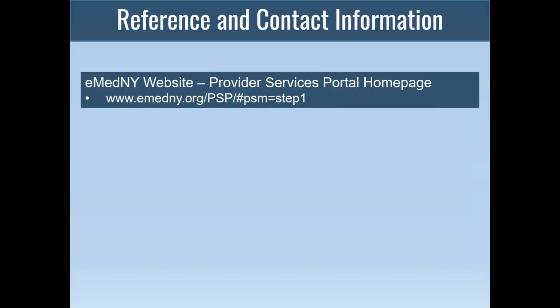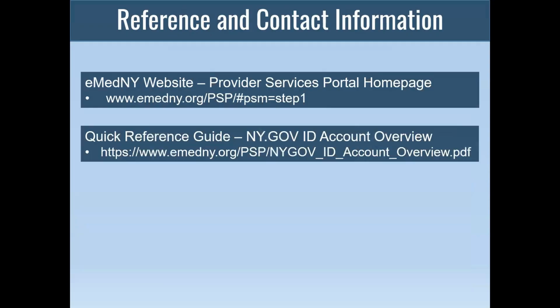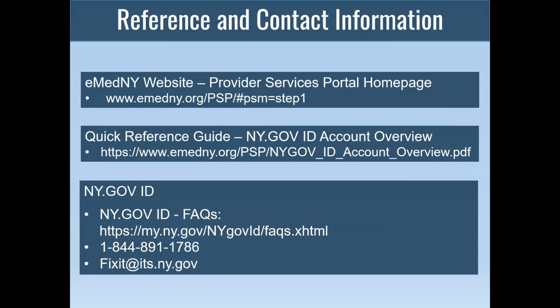For questions related to creating an NY.GOV ID business account, please visit the eMedNY website and reference the Provider Services Portal homepage and the NY.GOV ID Quick Reference Guide. If you have questions related to creating an NY.GOV ID business account, please refer to the FAQs for NY.GOV ID found at my.ny.gov. If you are unable to find an answer in the FAQs, contact New York State's Office of Information Technology Services Help Desk at 844-891-1786 or email them at fixit@its.ny.gov.